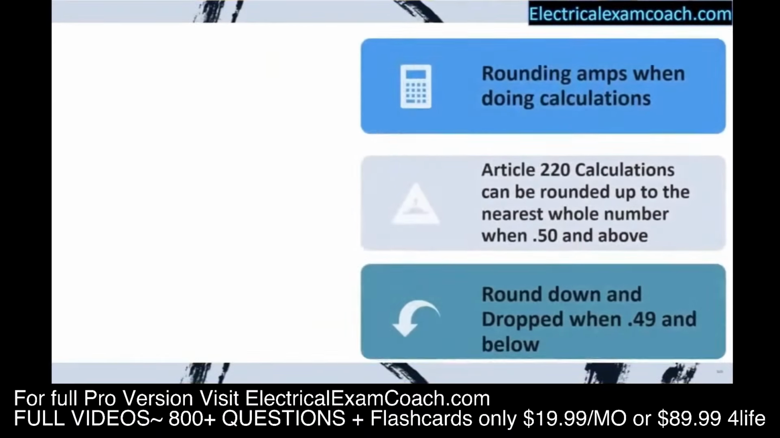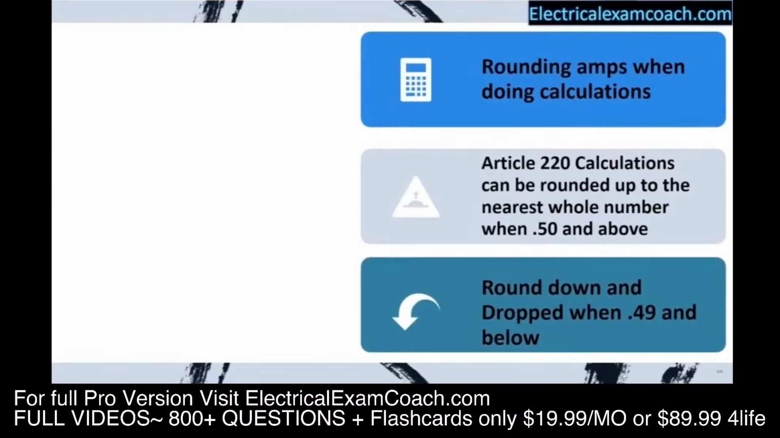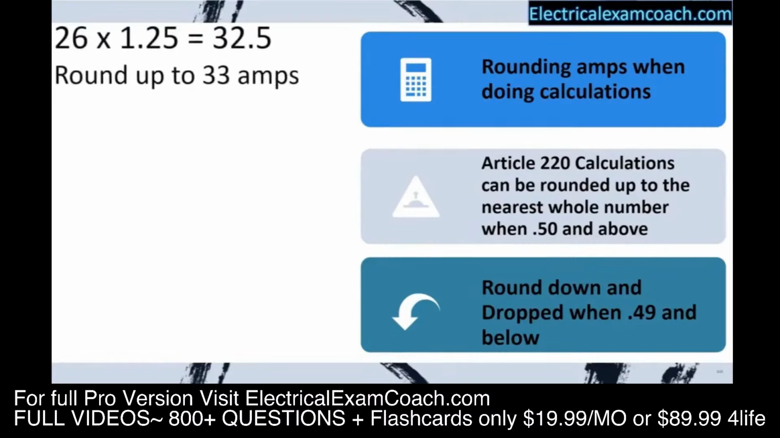In Article 220 calculations, we're going to be able to round up or down. We're going to round up to the nearest whole number when it's 0.50 and above. And we're going to round down and drop it when it's 0.49 or below. I want to let you know, though, that we're only going to do it one time at the end of the calculation. You're not going to be rounding up and down in between each piece, or you'll definitely end up with the wrong answer. So let's imagine we have this scenario of 26 amps, and after we do all of our math, it equals 32.5 amps. Well, in this case, we're going to round up to 33 amps.